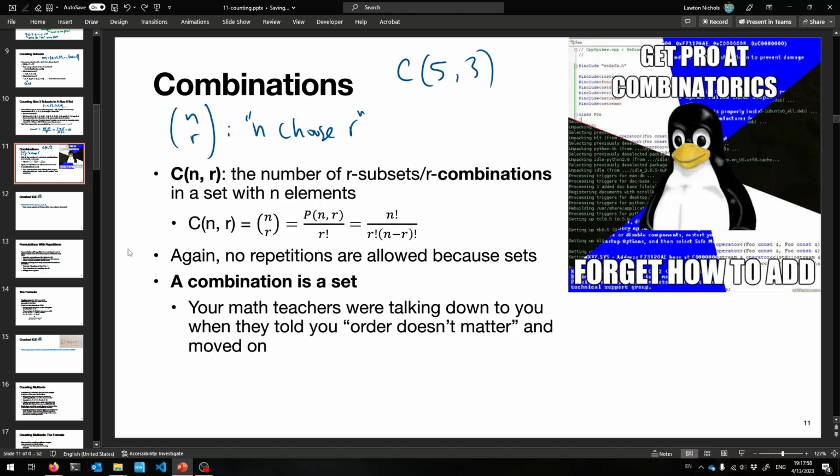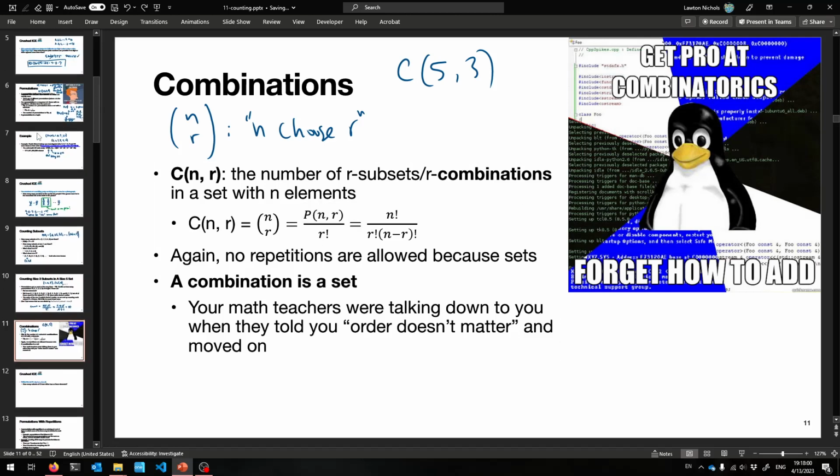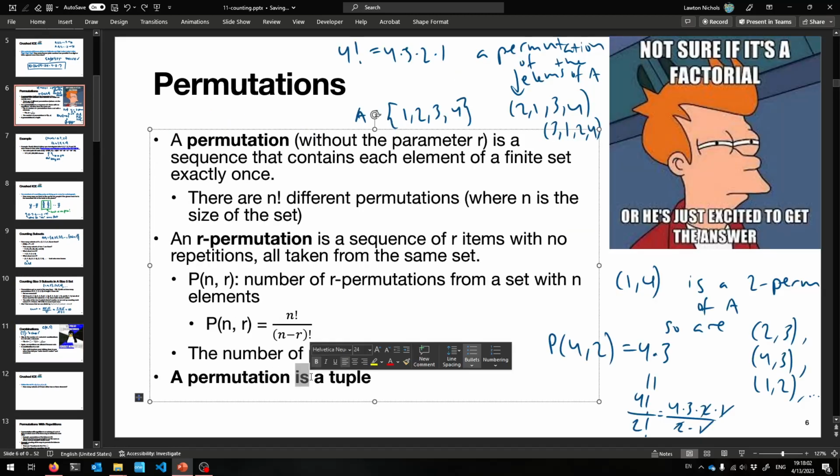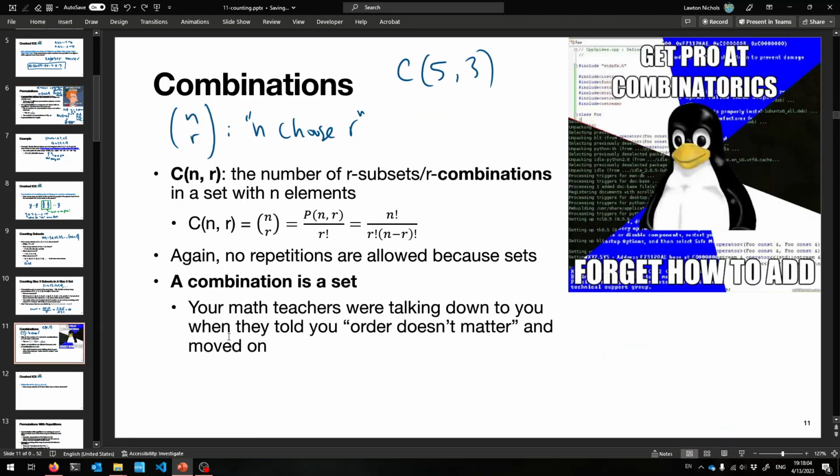And just like, similar to how every permutation is a tuple because order matters, every combination is a set because order does not matter, okay? And this is, again, something that I learned in high school.